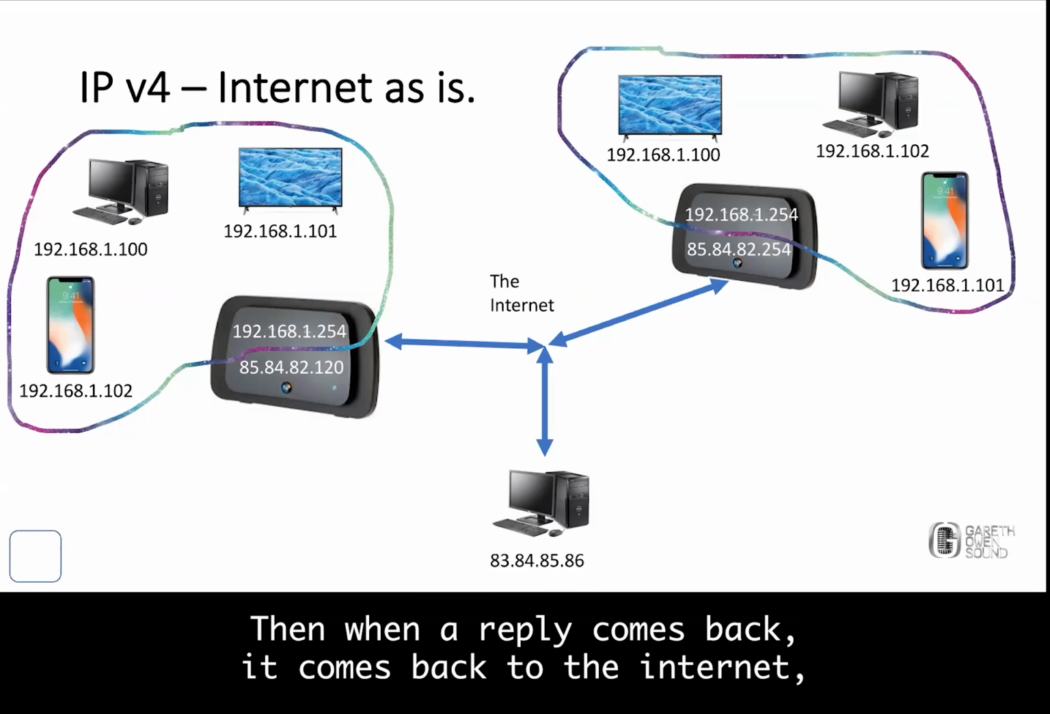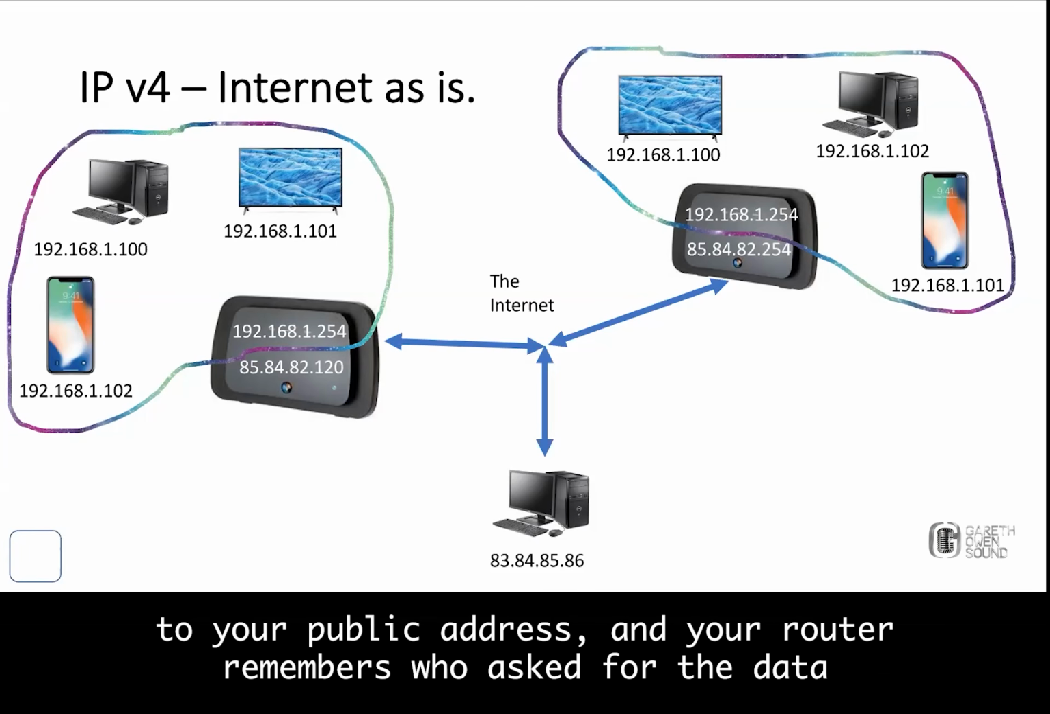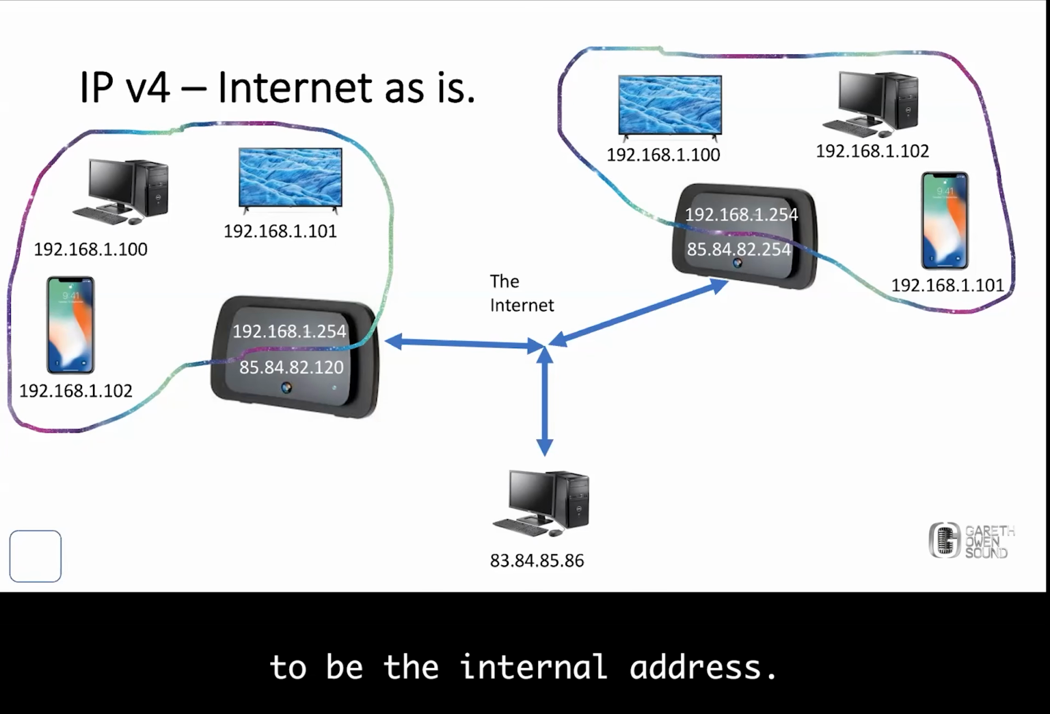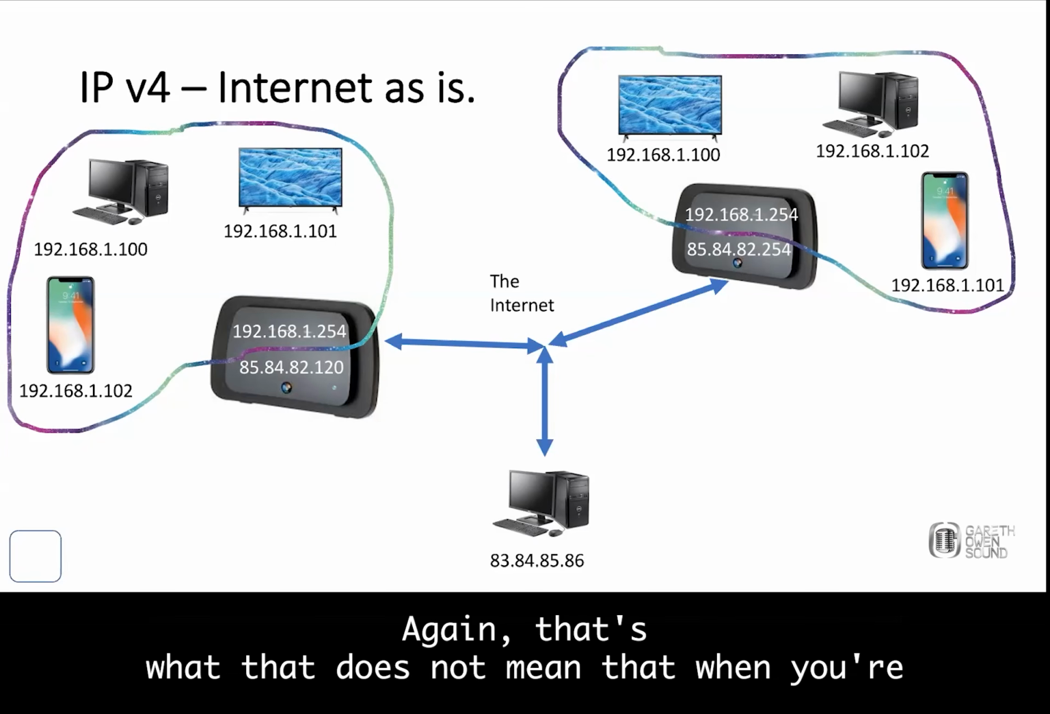Then when a reply comes back from the internet to your public address, your router remembers who asked for the data and changes the destination address to be the internal address again. That's what NAT does.